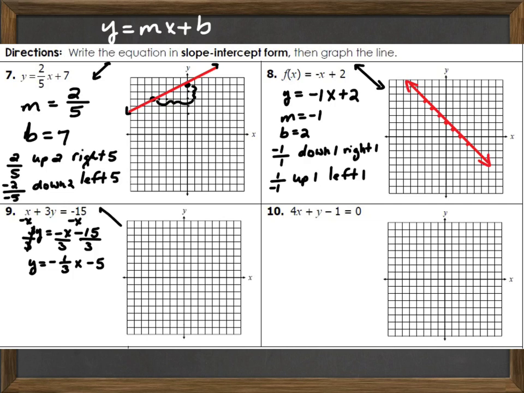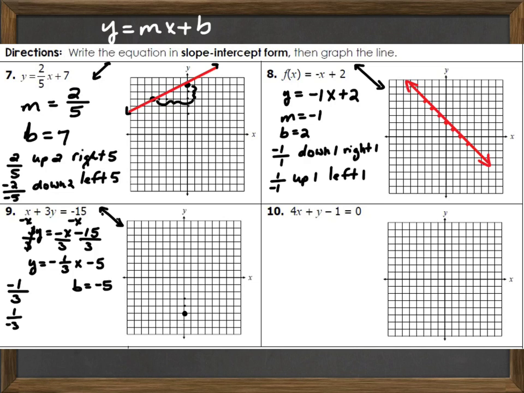The line's going to graph like that. It's negative, so it can be counted either -1 over 3 for our slope or 1 over -3. But that is our slope, and the y-intercept is -5. So we're going to go down to -5, 1, 2, 3, 4, 5, and put a dot. I'll graph this one in blue.